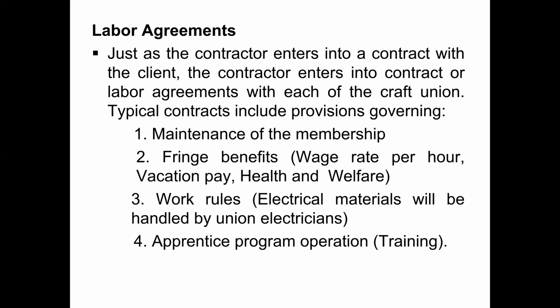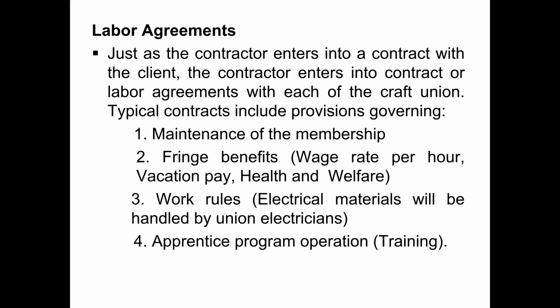Typical contracts include provisions governing each contract between the contractor and the labor union or labor organization, which is going to provide a labor force to the project. So they make a contract, and those agreements have main clauses covering how they will maintain the membership of the union, what the fringe benefits will be, what the wage rate per hour is, and what about vacation pay, health and welfare.